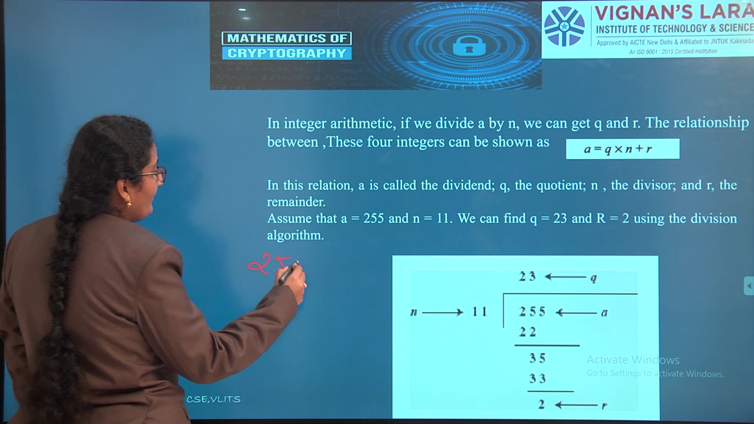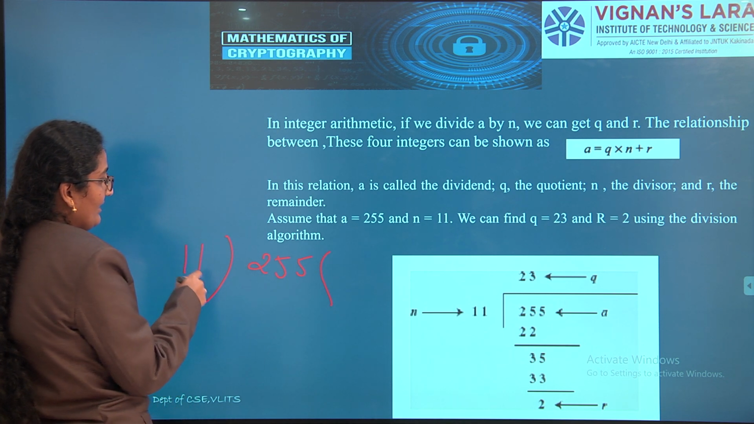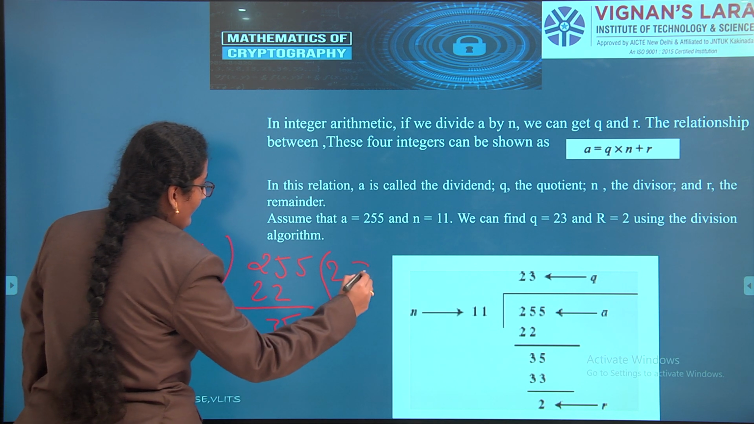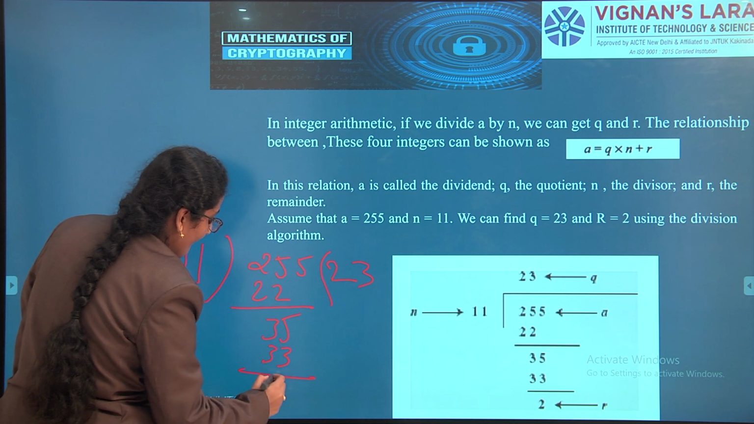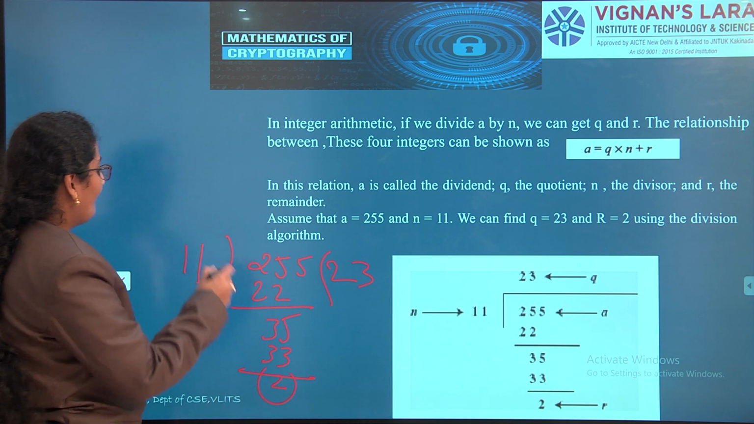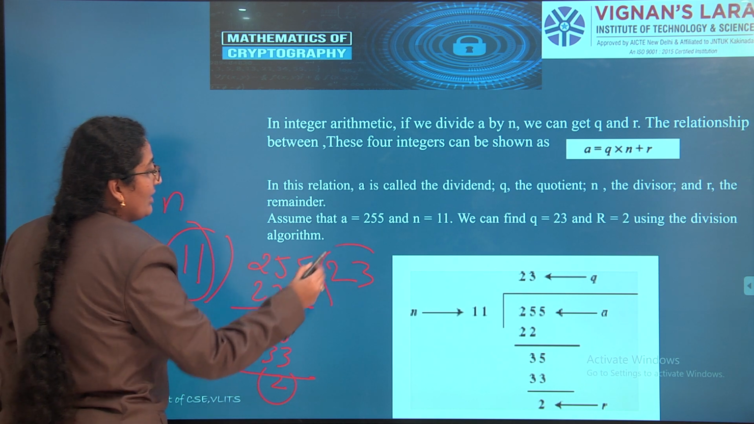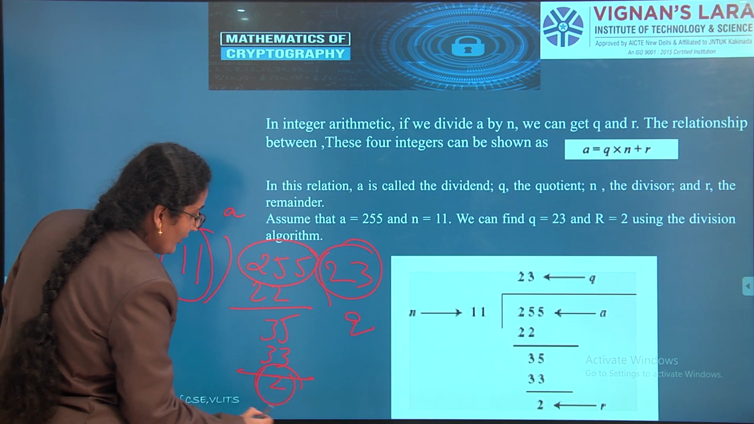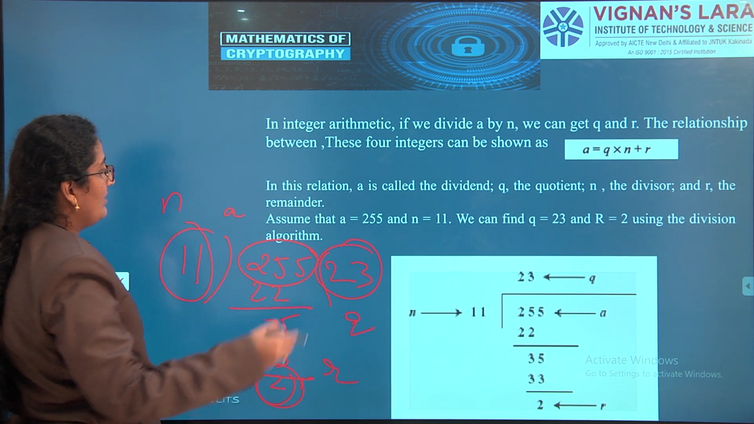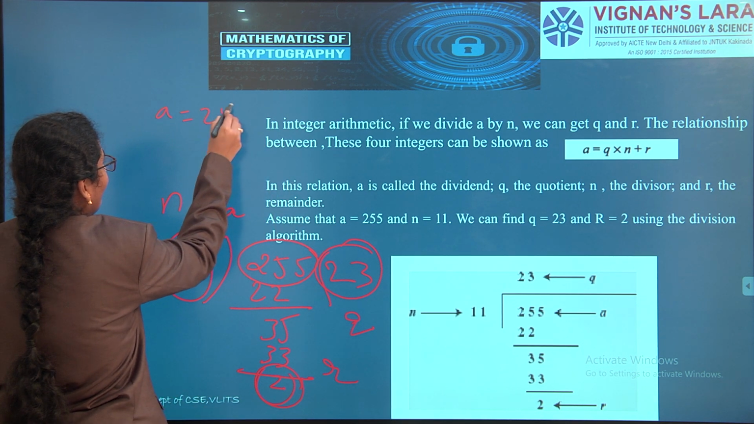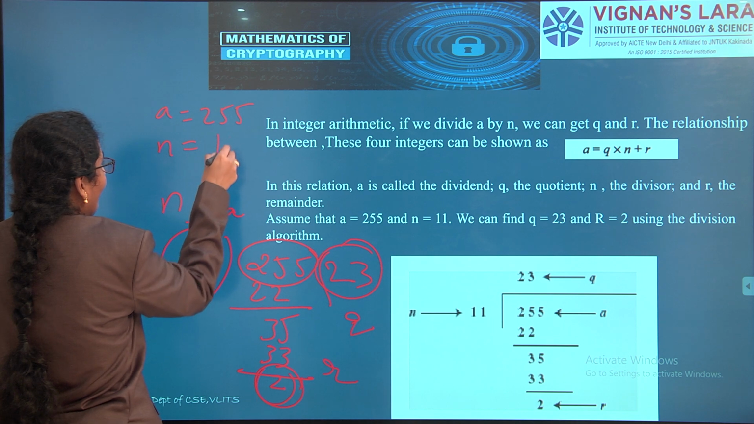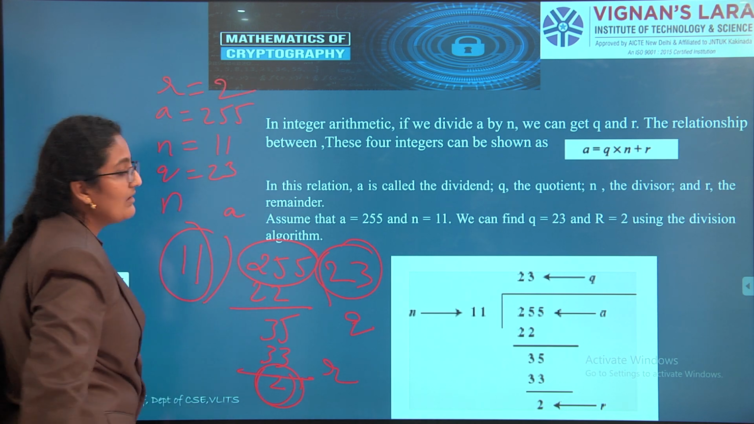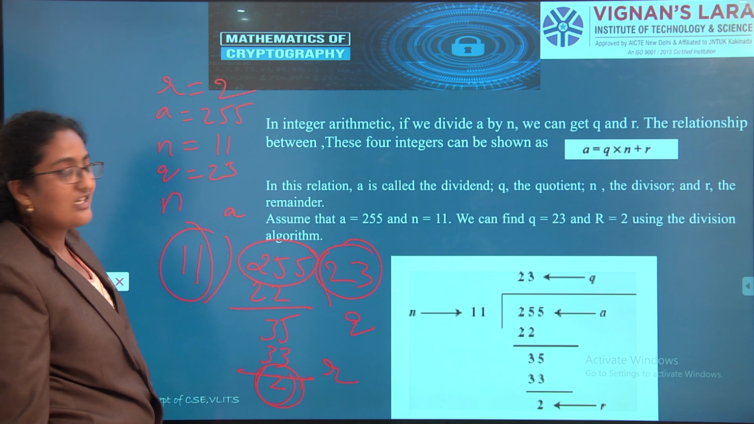So when 255 is divided by 11, see here, 11 is the value of n, 23 is the value of q, 255 is the value of a, 2 is the value of r. So a equal to 255, n equal to 11, q equal to 23, r equal to 2. This is how we perform integer arithmetic and division.